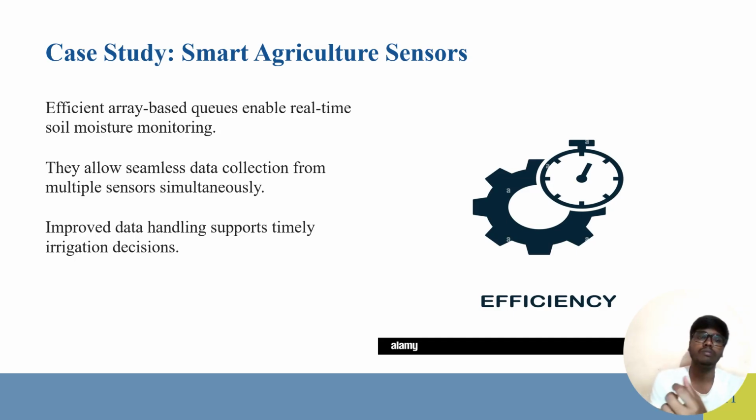Basically, the case study is all about the smart agriculture sensor, where the sensor detects the moisture content in the soil, so that water can be supplied to the soil. If the moisture content in the soil is low, it triggers the queue, and then the water is given to the soil. The efficient array-based queue enables the real-time soil monitoring system, which allows seamless data collection, having a huge amount of data from multiple sensors simultaneously. This improved data handling supports timely irrigation decisions.